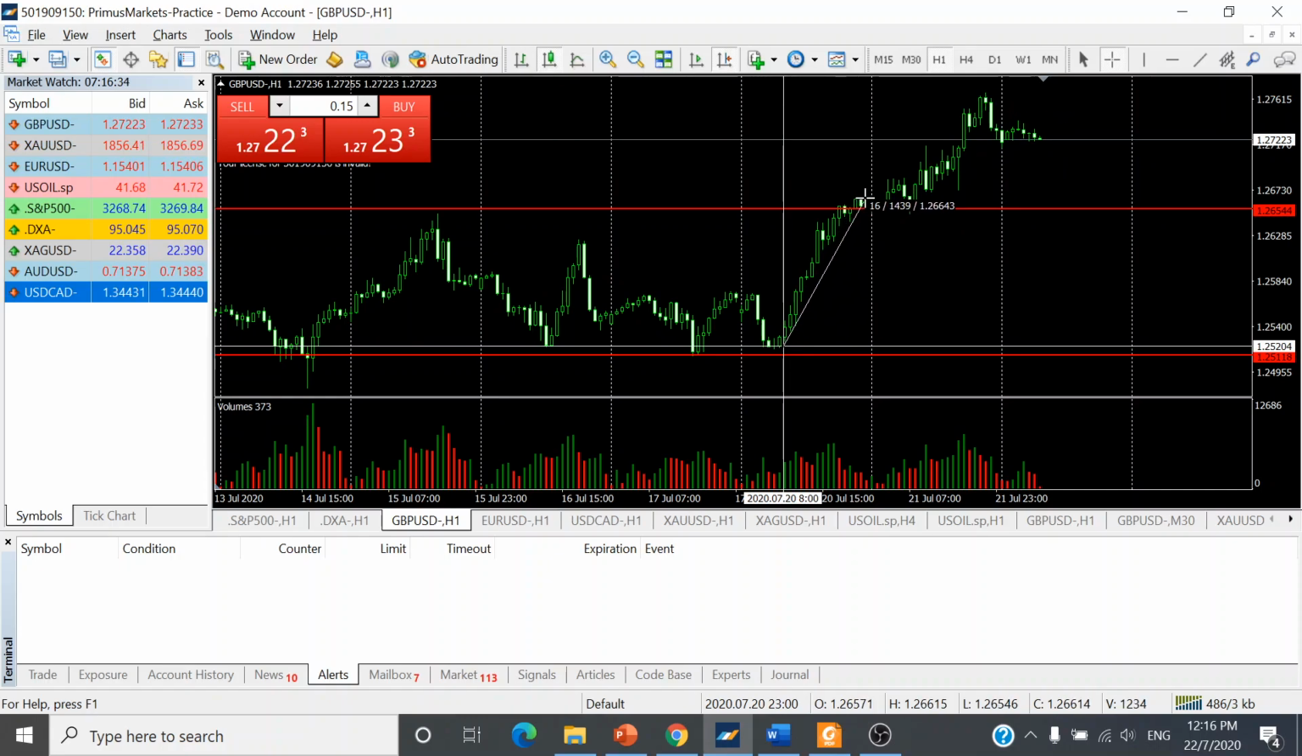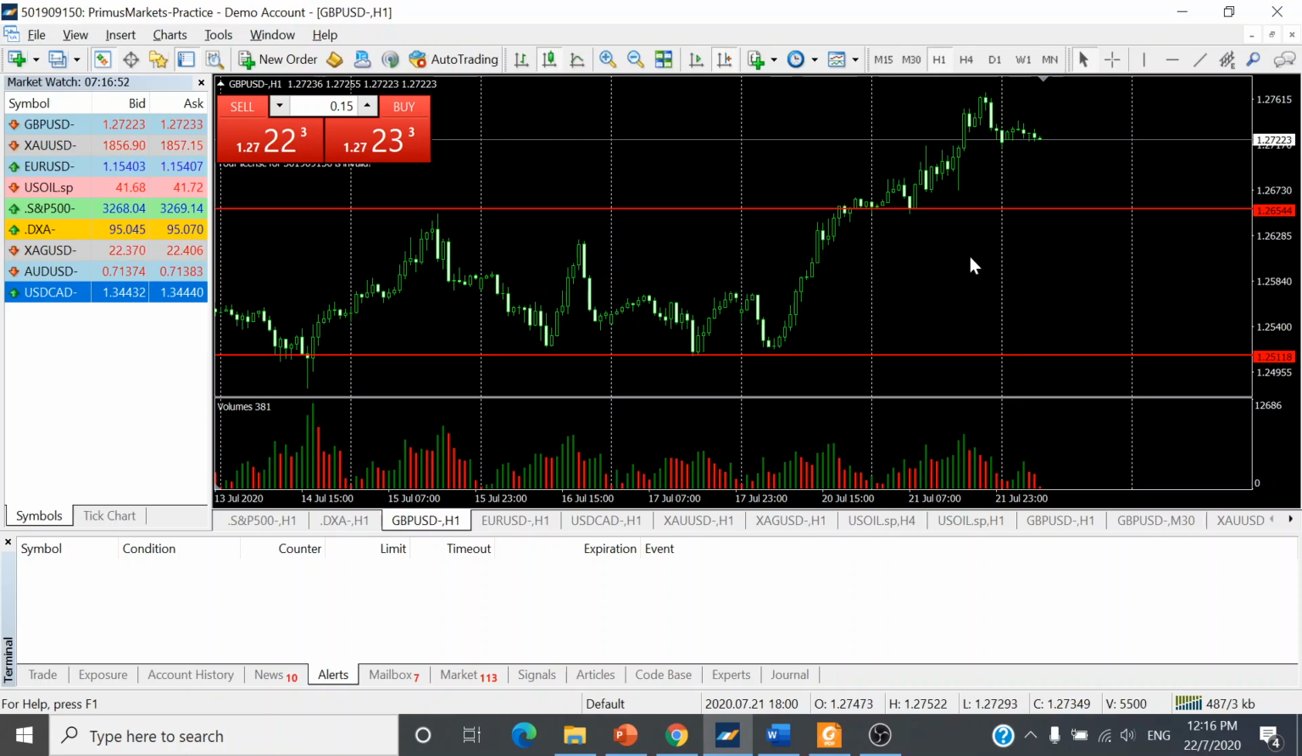Monday was up 145 pips, and Tuesday, which was yesterday, it went up another 110 pips. So over 2 days of market trading activities, the UK pound has moved up about 245 pips. Again, very nice, very beautiful.